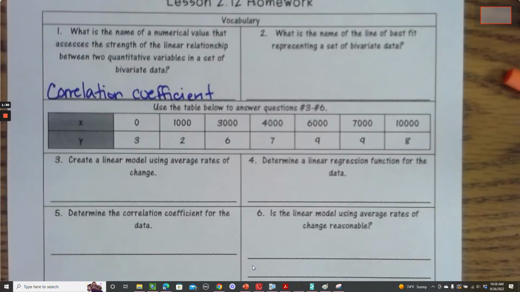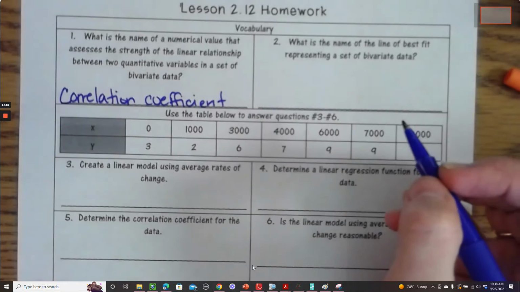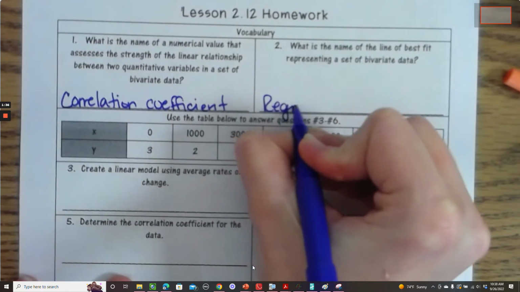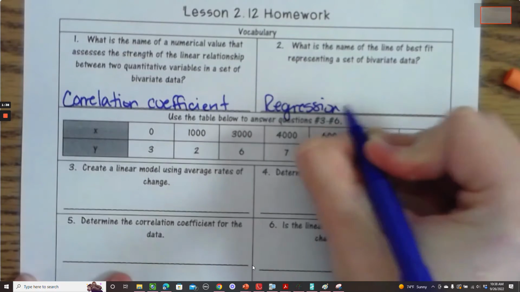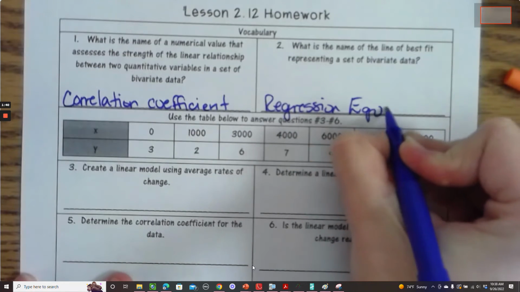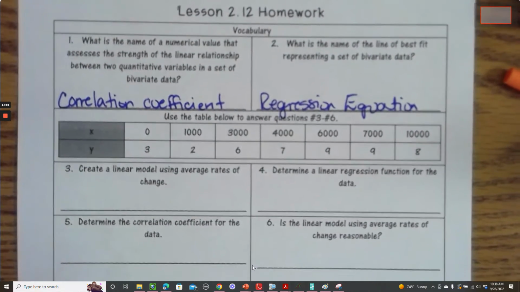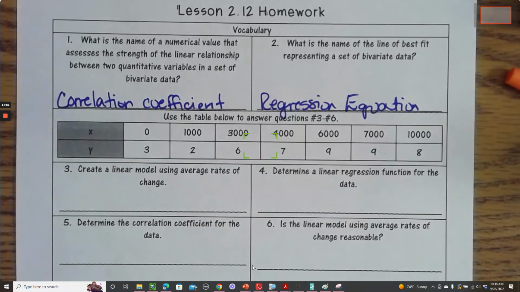All right, number 2, what is the name of the line of best fit representing a set of bivariate data? This is a regression equation. So that same little half page tells you how to do linear regression, how to write an equation using linear regression, making the calculator do it for you.